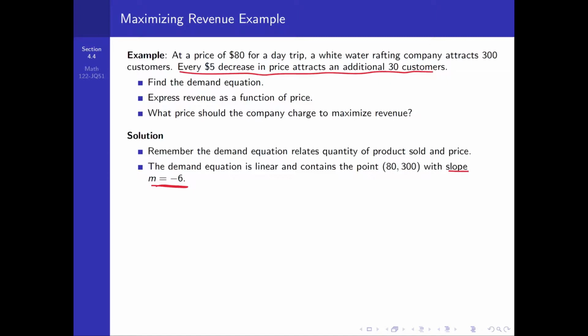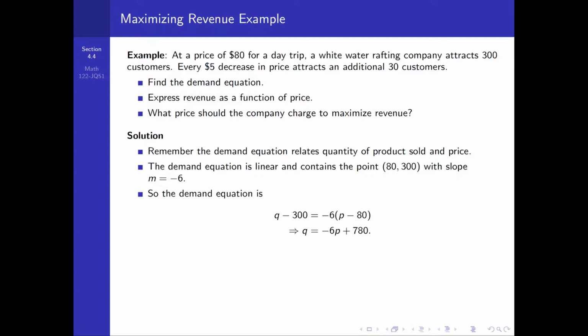I also have that this linear demand equation contains the point (80, 300), because I know when the price is $80 for a day trip, the rafting company attracts 300 customers. So the input here is price, the output is the number of customers, and I get this point (80, 300). All right, so here's the demand equation.